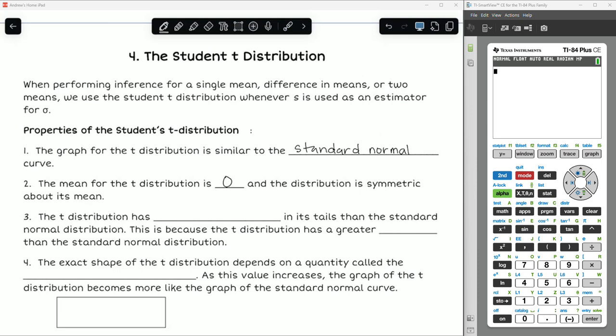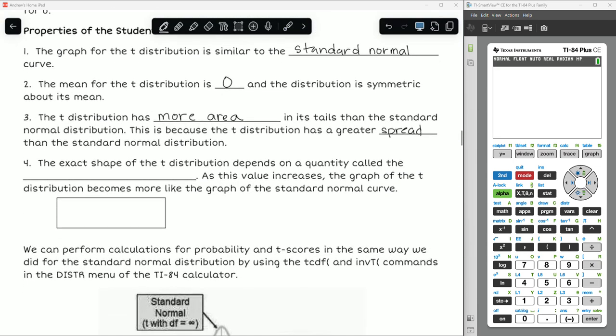One important difference is that the t-distribution has more area or more probability in its tails than the standard normal distribution does. And that's because the t-distribution has a greater spread. So the student t-distribution is wider than the standard normal curve, meaning that using the student t-distribution for our critical value is going to produce larger or wider intervals.